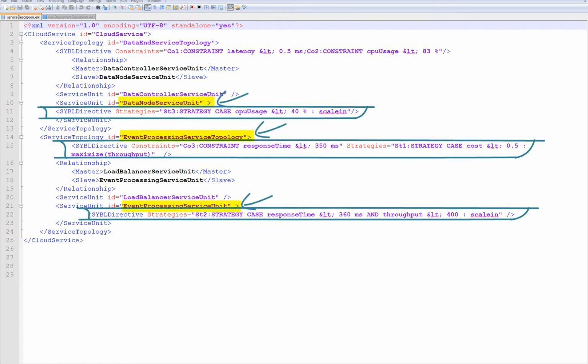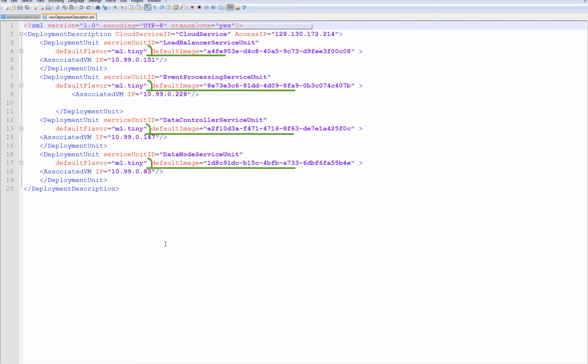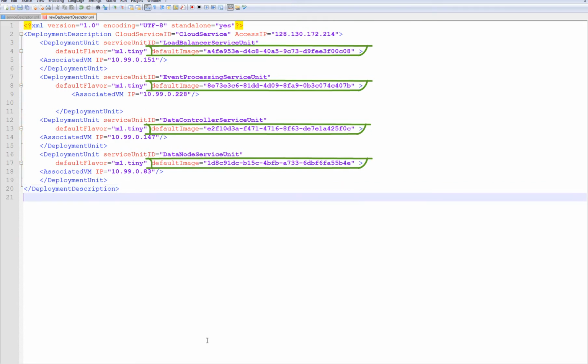Strategy ST1 sets as goal for the event processing service topology throughput maximization when cost is less than 50 cents. Strategy ST2 recommends the scale in action when the response time and throughput are high, while ST3 considers CPU usage.